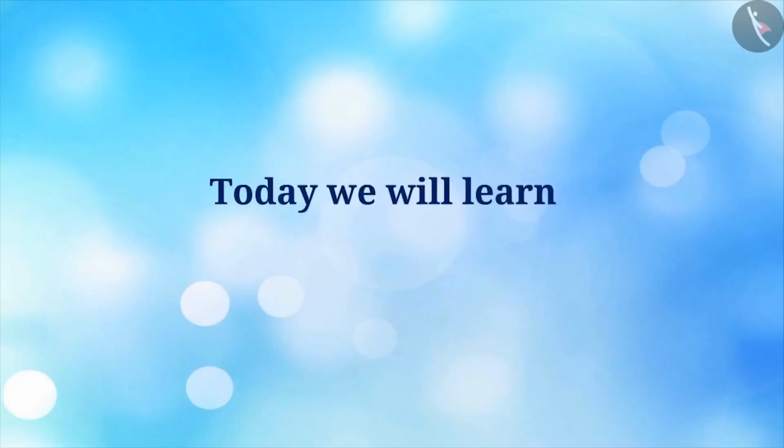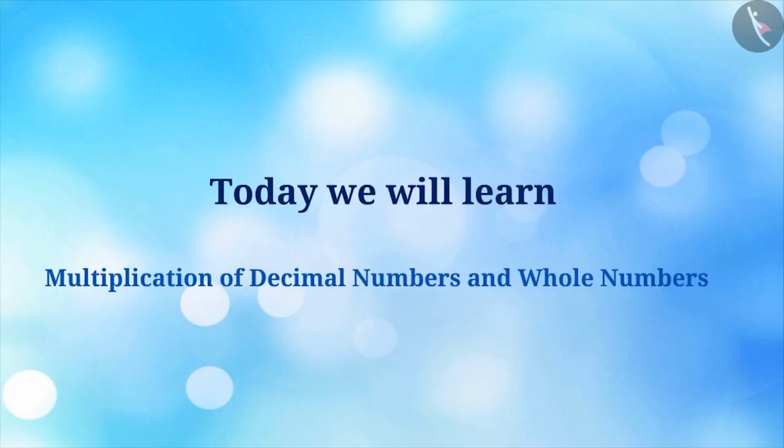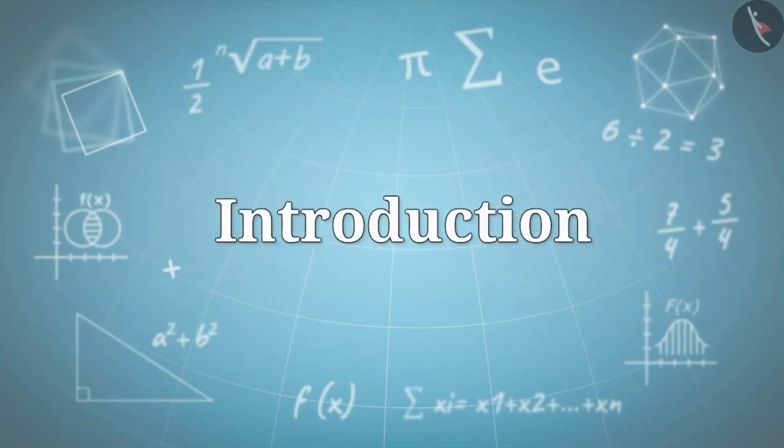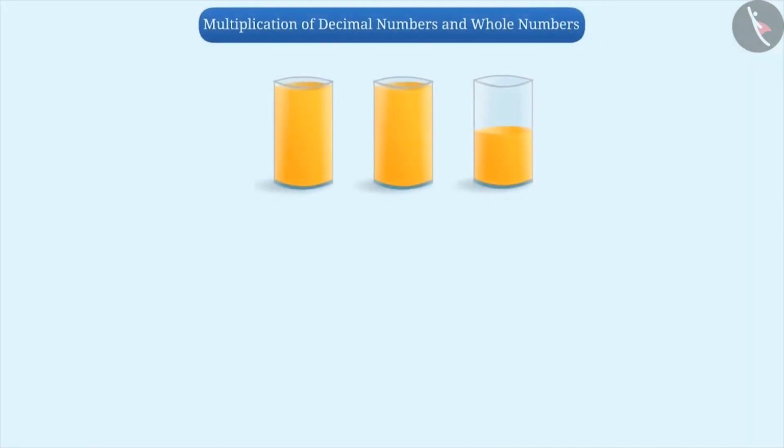Today we will learn multiplication of decimal numbers and whole numbers. Looking at the given figure, can you tell me the amount of juice present here? Think for a while. Let me tell you. Here 2 full glasses and 1 half glass is filled with juice, means here we have a total of 2.5 glasses of juice, which can be represented as 5 by 2.